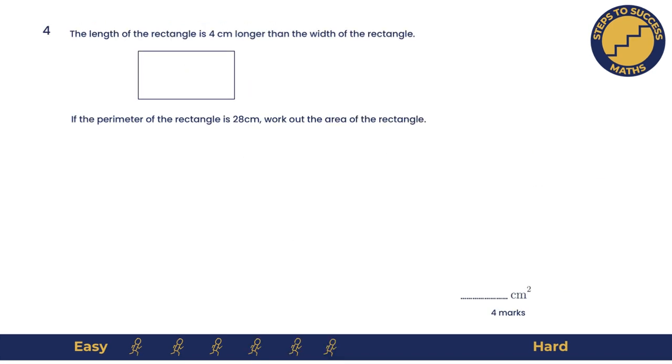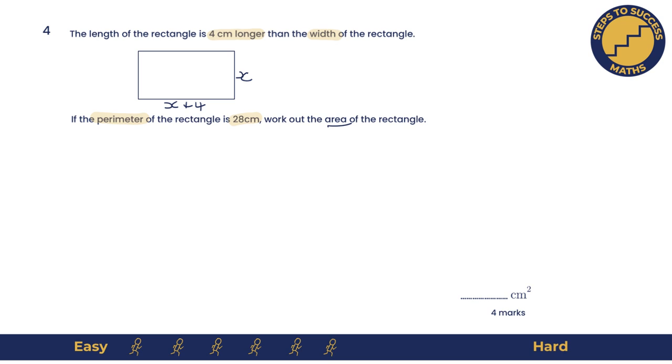Question 4. The length of the rectangle is 4 centimetres longer than the width of the rectangle. If the perimeter of the rectangle is 28 centimetres, work out the area of the rectangle. So there's quite a bit to think about in this question. Build it up slowly. The length of the rectangle is 4 centimetres longer than the width. So let's call the width something, like x. And then we know the length is 4 centimetres longer. So x plus 4.